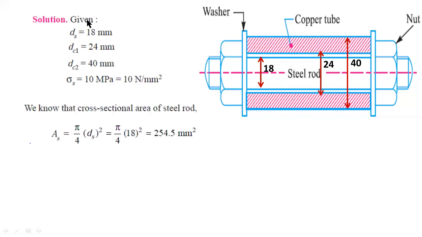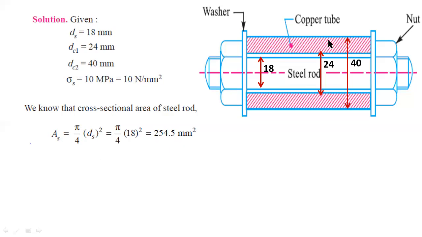By using these diameters, first you have to find out the cross-sectional areas. As is the cross-sectional area of the steel rod. This steel rod is a solid rod, so a solid circular shaft. So the formula for a solid shaft is pi by 4 d square. So d is the value of 18 mm. So the area of the steel rod is equal to 254.5 mm square.